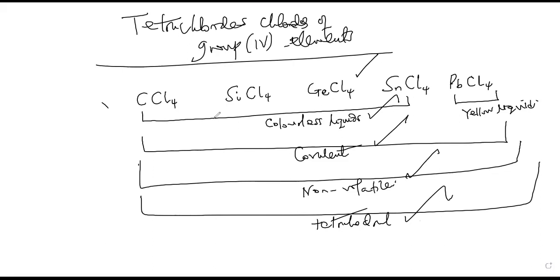Now, you need to know that since all the molecules are tetrahedral and covalent, and liquids, leave the color alone, whether colorless or yellow, they are all liquids at room temperature. And therefore, we are going to find that their bonds are polar. We're going to look into the details of the polarity.